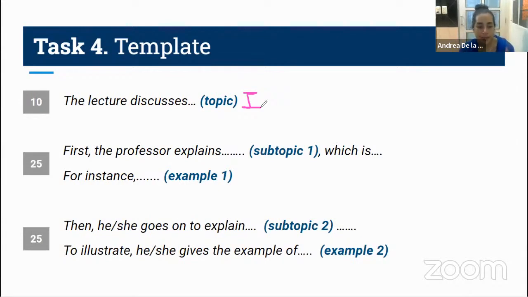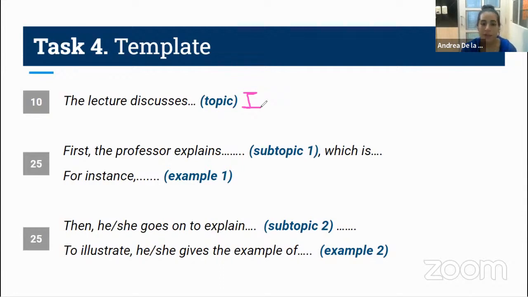The lecture discusses the two major factors of product quality and their role in consumer decision making. I'm using the exact same words as we had in the question, but that's fine because this is going to be a tiny portion of your response. So it's okay if you copy and paste or you read what you have in the question.